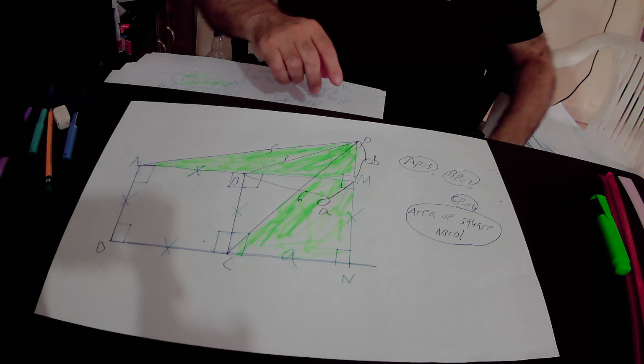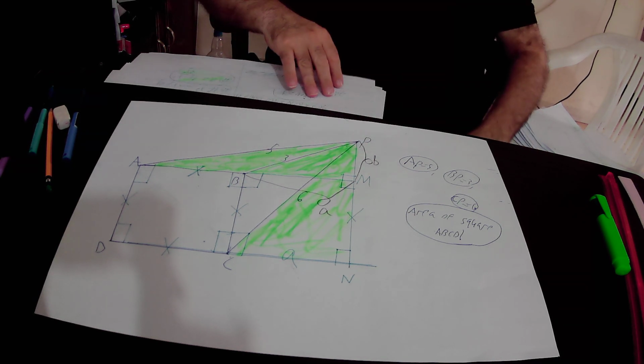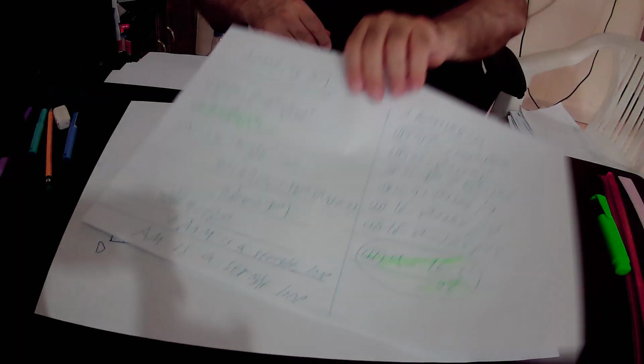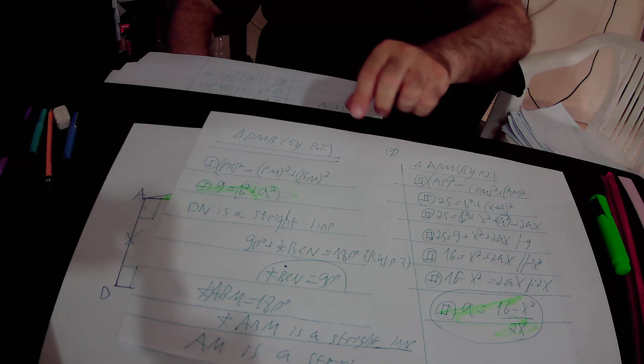On the right green triangle, triangle PBM, PB square equals PM square plus BM square. I repeat again: on the right green triangle, triangle PBM, PB square equals PM square plus BM square.